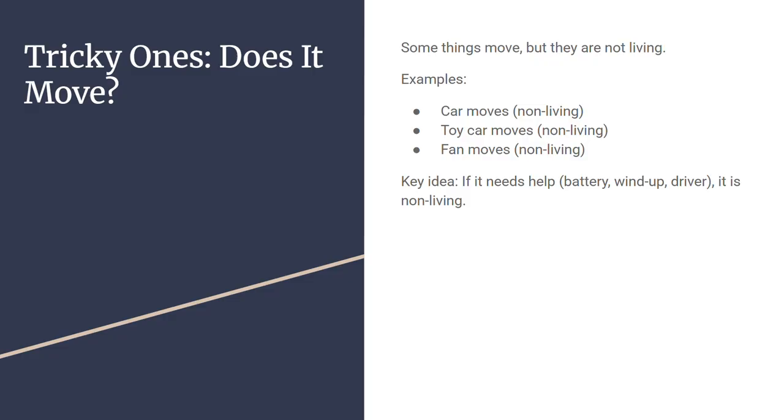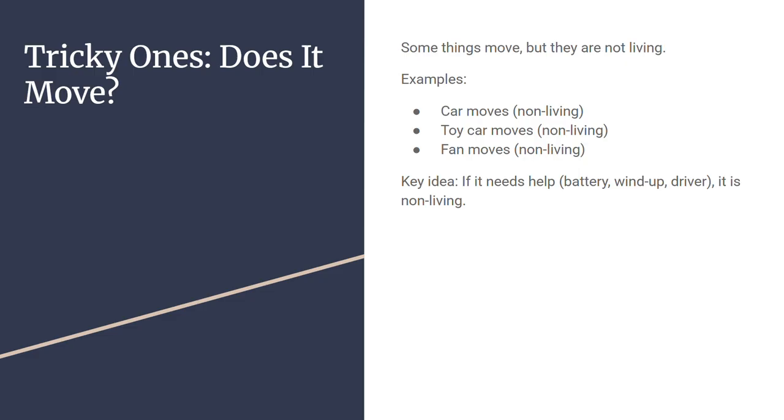And here there are some tricky questions for you. Some things move, but they are not living. Why? What are those things? Car moves, but it is not a living thing because it cannot grow and it cannot reproduce. So it is a non-living thing. And toy car, the same. It is a non-living thing.